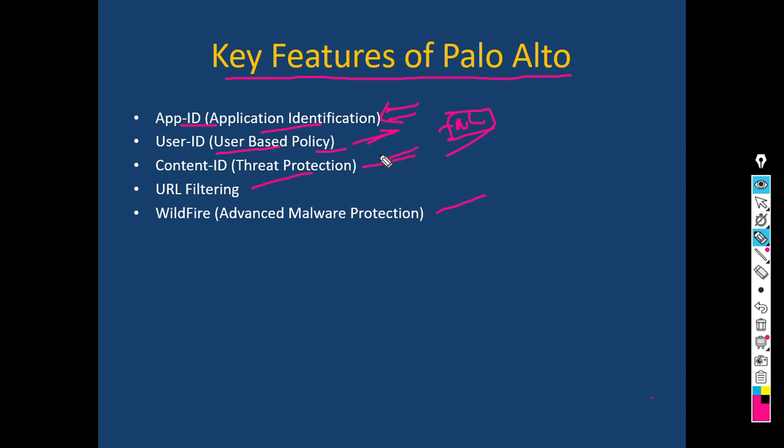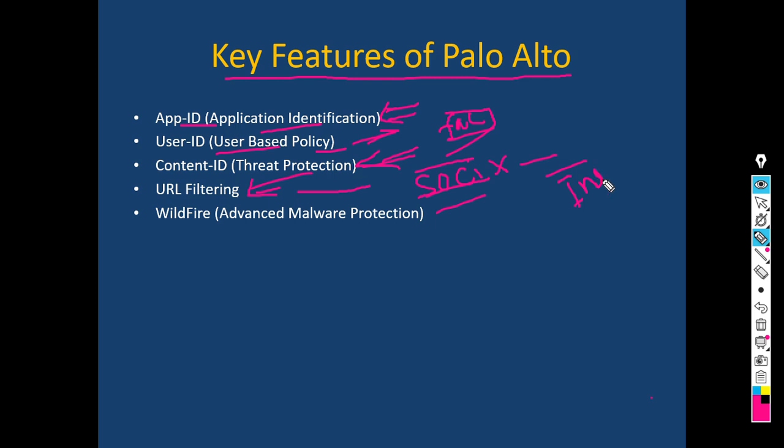We will discuss them in detail. Content-ID and threat prevention: we can prevent attacks. URL filtering: we can filter URLs on the basis of category, like how we want to block social media. We can block it through the URL category. Even if we want to block all social media but allow Instagram, that also we can do.